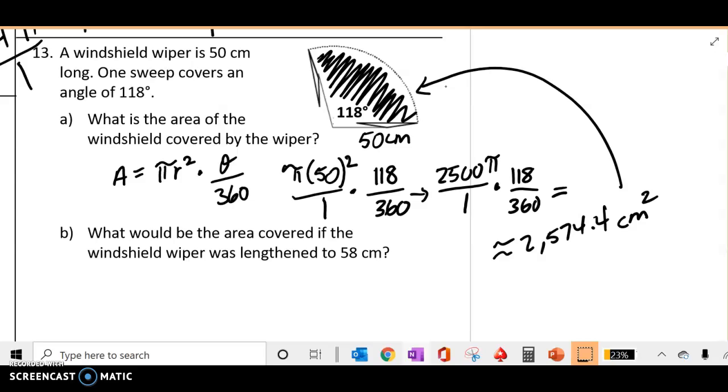Finally, question B, and this will be the last one. What would be the area covered if the windshield wiper was lengthened to 58 centimeters? Okay, so basically we're doing the same exact thing, but now the radius is 58 instead of 50. So I'll let you guys do that. It's the same exact formula, but instead of that being 50 right there, we need to put a 58 in there instead, and we're just going to calculate the same exact type of problem. It's just going to be slightly different. This 58 just goes in there for 50 instead.